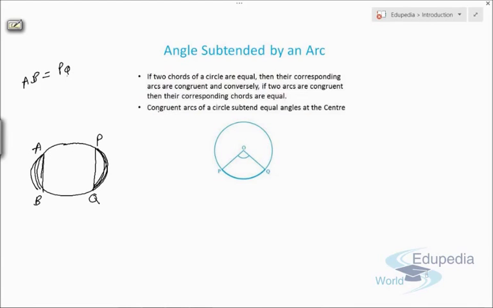Okay, now congruent arcs of a circle subtend equal angles at the center. Let's say we have a circle like this, and this is a chord AB, and this is a chord PQ. Now if chords AB and PQ are equal, that means this arc and this arc are congruent, right? Now let's say this is a center O. If this arc subtends an angle like this and this arc subtends an angle like this, then according to this concept we can say that this angle and this angle are equal, right? So this is how we can say that if two arcs are congruent, then they subtend equal angles at the center. Now let's discuss the theorems related to this concept.